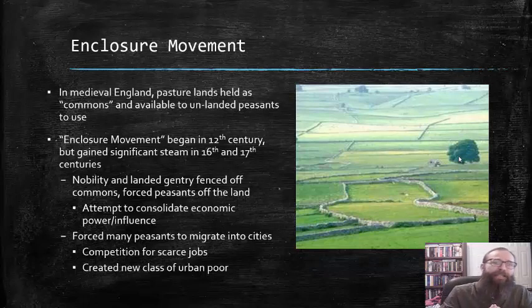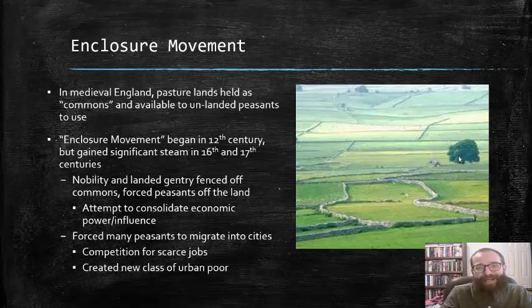Also going on in England at this time was what was known as the Enclosure Movement. Now, in medieval England, pasture lands were held as commons and available to unlanded peasants to use for their mainly flocks of sheep, because in medieval England particularly, wool was one of the primary economic goods and really drove the economy of England at the time.